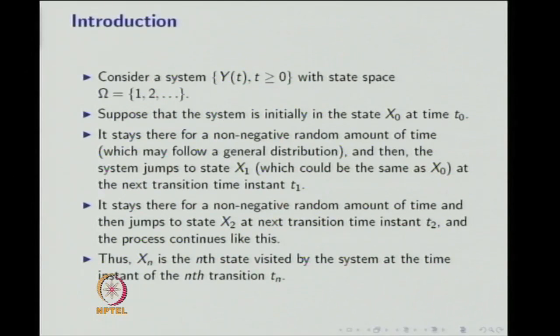It stays there for a non-negative random amount of time and then jumps to the state x2 at the next transition time instant t2, and the process continues like this. Thus, xn is the nth state visited by the system at the time instant of nth transition tn. This can be depicted through the sample path. Sample path means it's a trace.